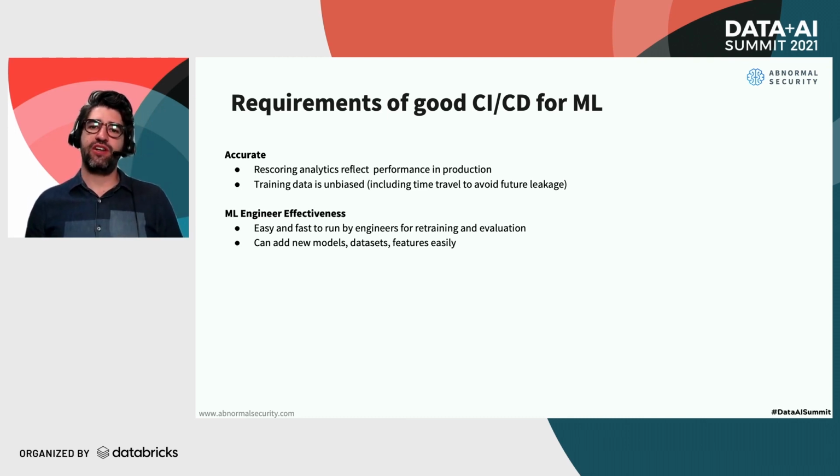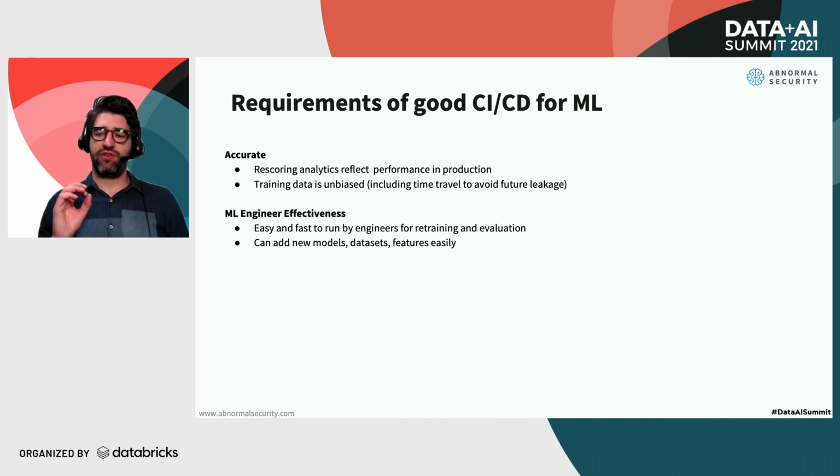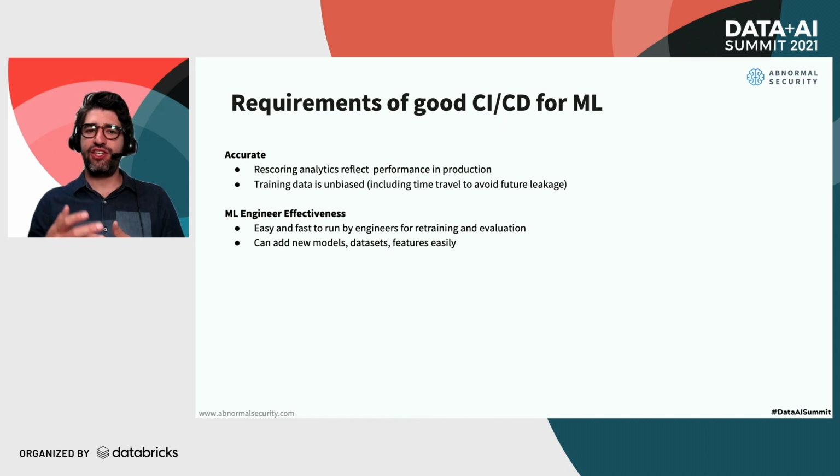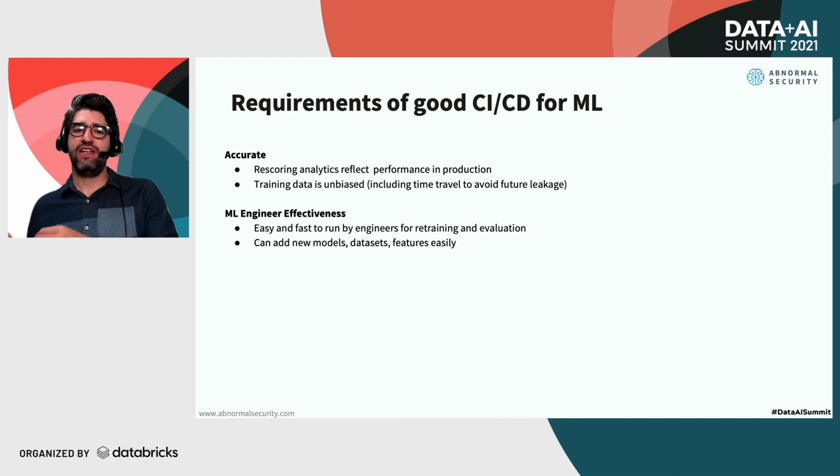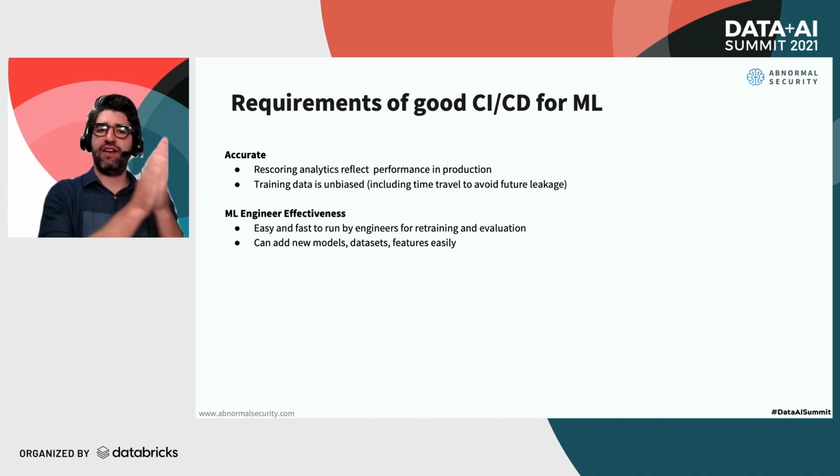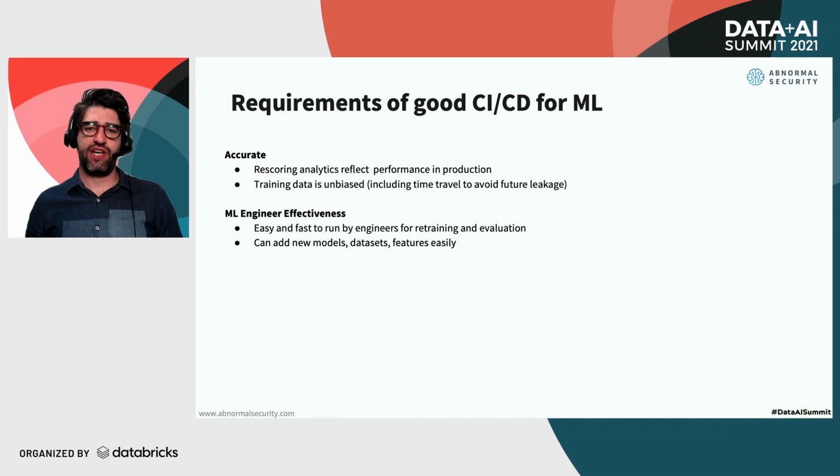So the requirements for a good system like this is it must be accurate. So the rescoring analytics that are produced have to reflect the performance that this new version of the system will actually have in production. So we have to trust it. Also, the training data that is produced on the old samples has to include all of the new features in an unbiased way. Those features need to be as they would appear at production, including dealing with the time travel problem to avoid future leakage, which means any information from the future cannot feed into past samples. And we'll talk about this a bit more in the second half of this talk.